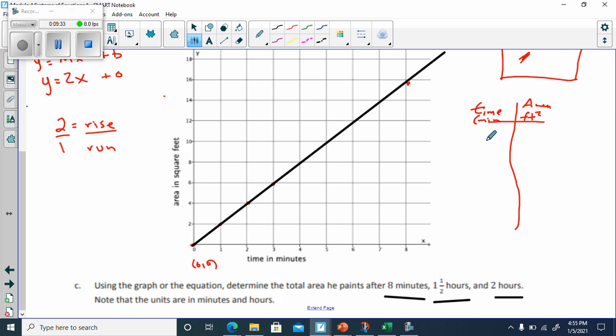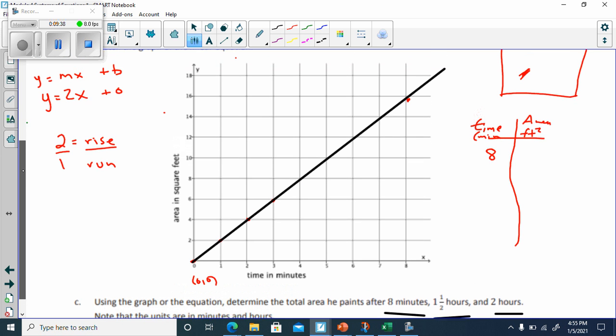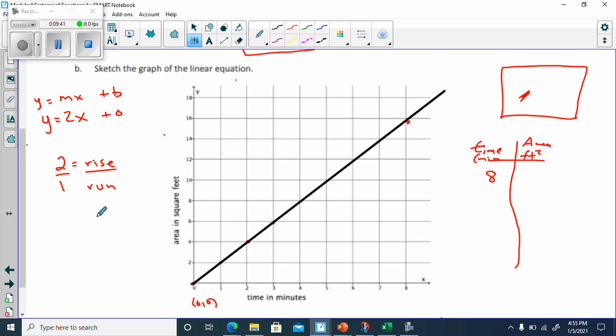Okay. At 8 minutes, I can either use my equation or I can use this chart. At 8 minutes, how much has he painted? Well, you can look right here, read on the chart. This is 8 minutes. He has painted, let's go over here, what, 16 square feet. At 8 minutes, he's painted 16 square feet. Well, that makes sense if y is equal to, as it says, 2x plus 0, or just y is equal to 2x. Plug the 8 in, 2 times 8, 16, okay?